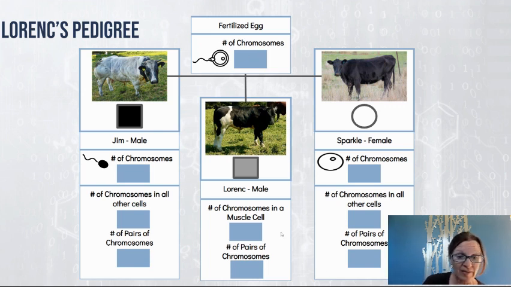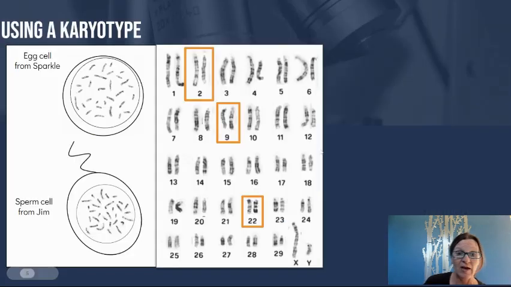The last set of numbers is thinking about both numbers of chromosomes and pairs of chromosomes in all the other cells besides the sperm and egg cell of Jim, Lauren, and Sparkle. So number of chromosomes and number of pairs. Again, remember, this is Lauren's karyotype. This is going to be the number of chromosomes and pairs of chromosomes he's going to have in every single cell in his body, except for his sperm cells, since he's a male.